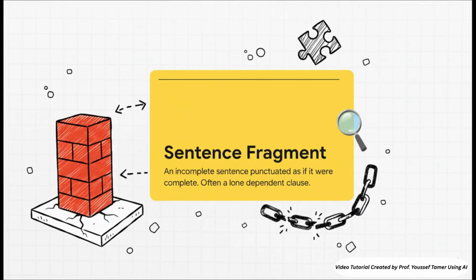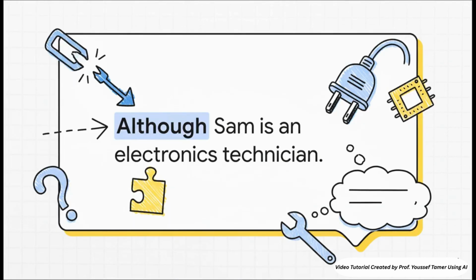And finally, we have the sentence fragment. If a run-on is way too much information, a fragment is not nearly enough. It's an incomplete piece, usually a dependent clause, that's pretending to be a full sentence just because it has a period at the end. It's that one Lego brick that got left behind. See what I mean? "Although Sam is an electronics technician." So what? What happened? The thought is totally incomplete. It's a cliffhanger that absolutely needs to be attached to a main independent clause to make any sense.